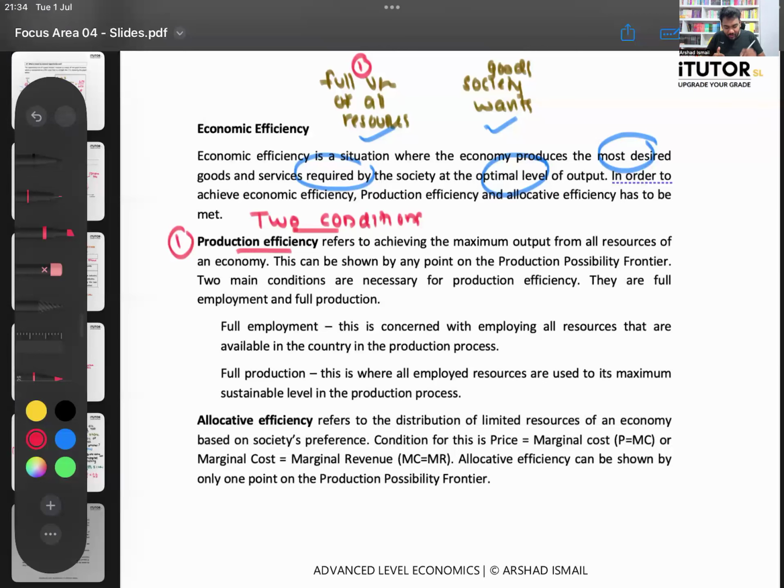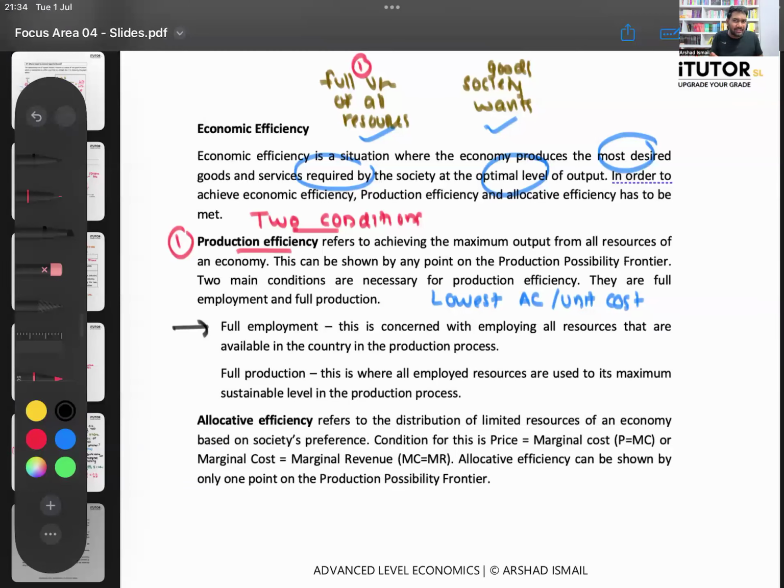If you do that, you also will be producing at the lowest average cost, or you can say lowest unit cost. You're not wasting any resource, you're fully using your resources. To achieve productive efficiency, to get the maximum output from all your resources, first thing you have to do is have full employment. You have to employ all the resources.